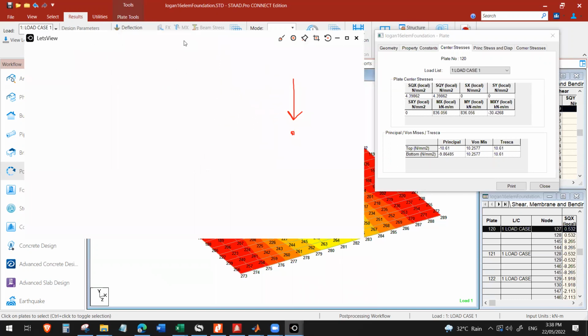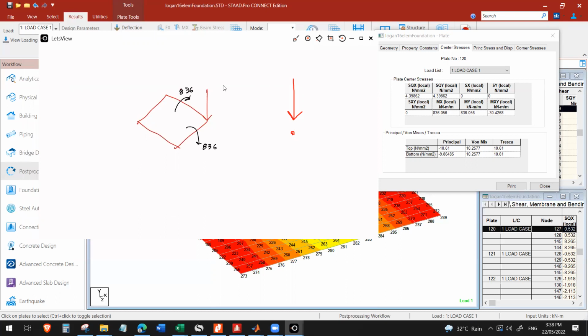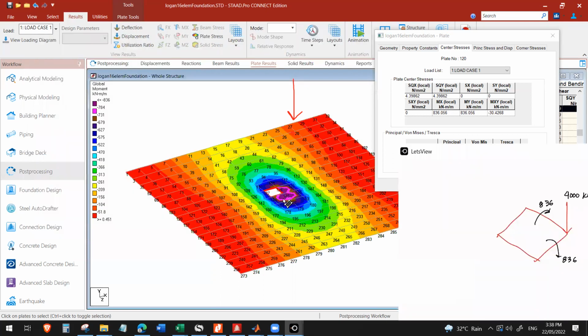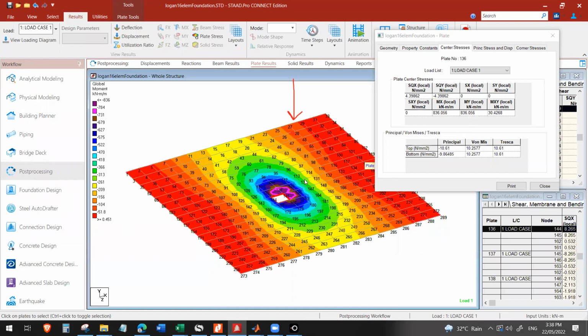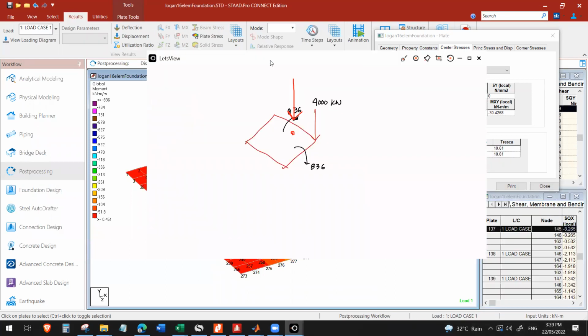So let's say this is the applied load. So meaning the stresses here is 836 Mx and My. So we can say this is 836. This is also 836, so if this is our 4000 kilonewton. Okay. If we also check the surrounding plates, you will obtain the same values, okay? Because due to symmetry, right? So meaning all plates here at the vicinity of the load is experiencing 836 kilonewton meter per meter of moment.